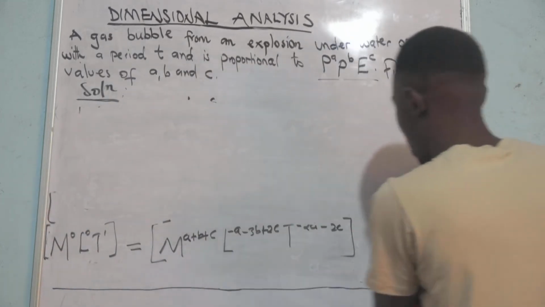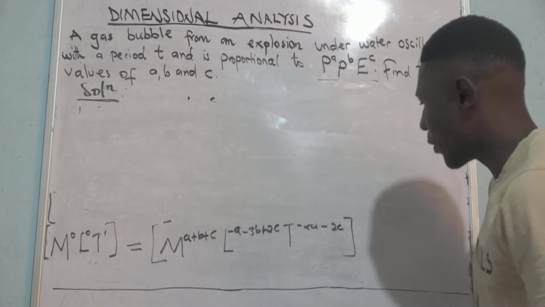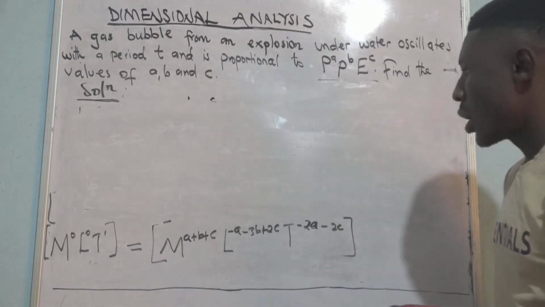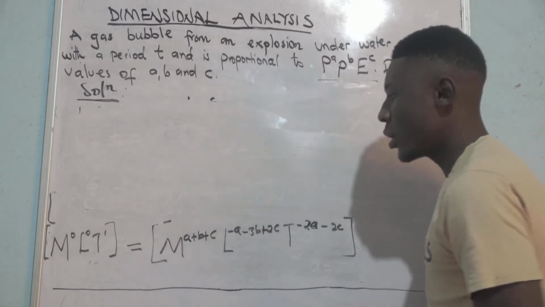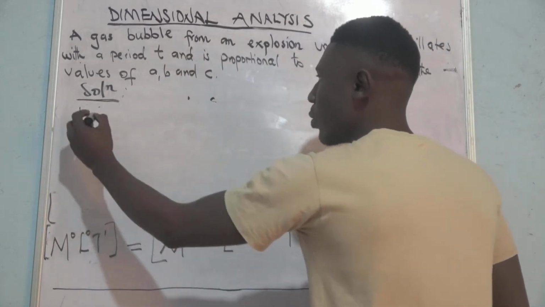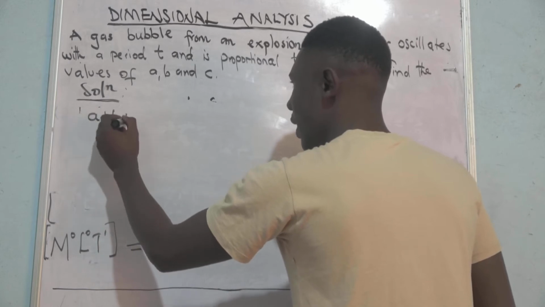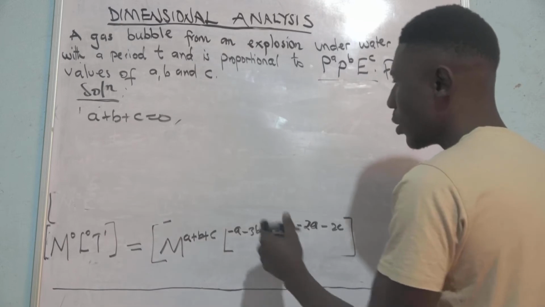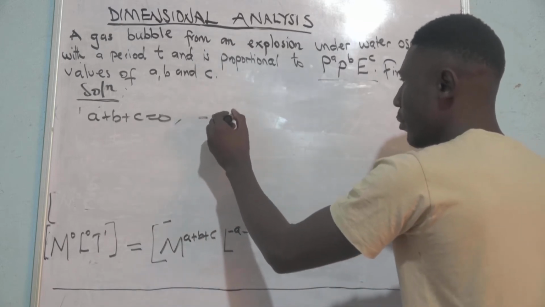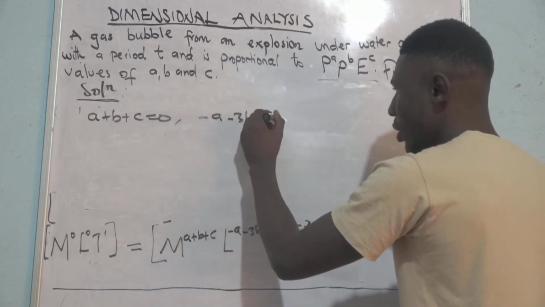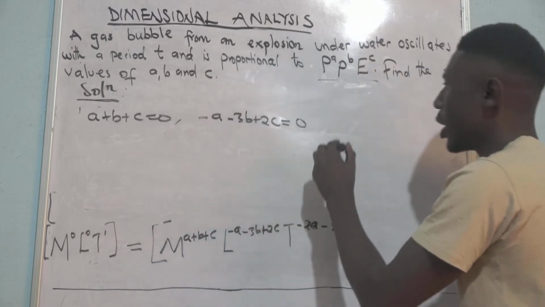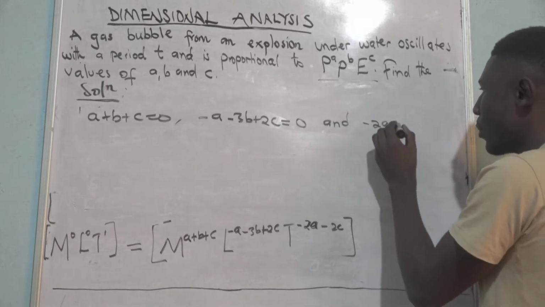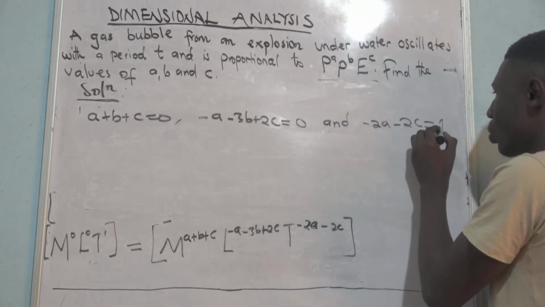I'm going to leave this information for reference. So we have a 2a there. Now equating the powers, for m we're going to get a plus b plus c, which is equal to 0. Then for L, we're going to have negative a minus 3b plus 2c, which is equal to 0. And for T, we're going to have negative 2a minus 2c, which is equal to 1.